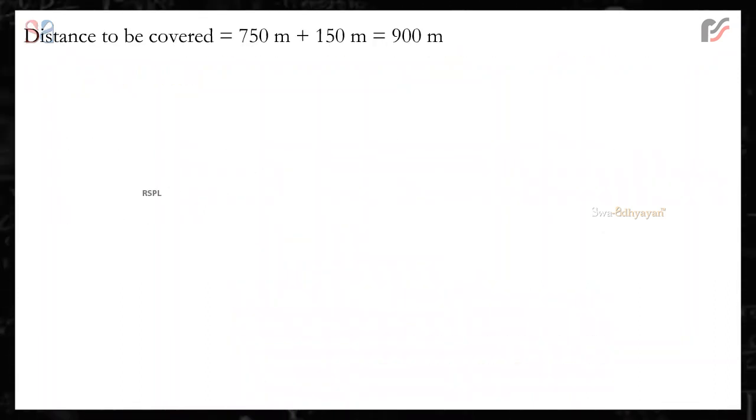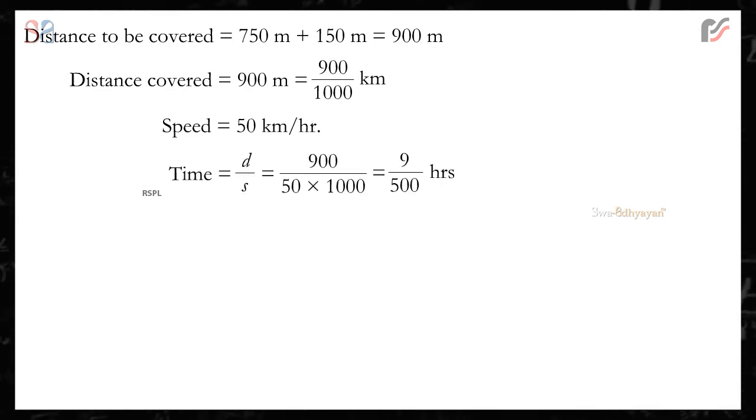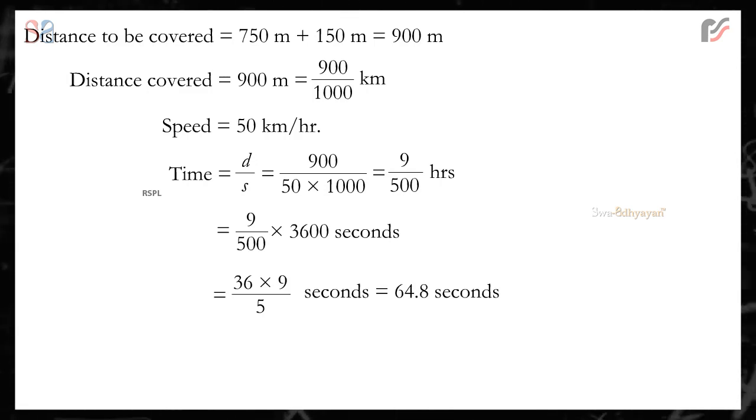Distance to be covered is equal to 750 meters plus 150 meters equals 900 meters. Distance covered is equal to 900 meters is equal to 900/1000 kilometer. Speed is equal to 50 kilometers per hour. Time is equal to D upon S is equal to 900/(50 into 1000) is equal to 9/500 hours. This is equal to (9/500) into 3600 seconds is equal to (36 into 9)/5 seconds, and that is equal to 64.8 seconds.